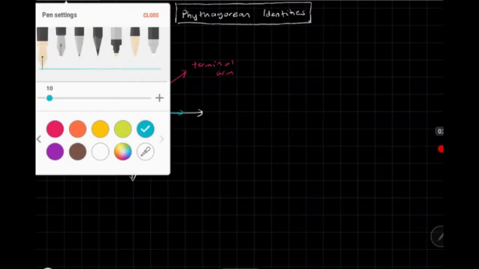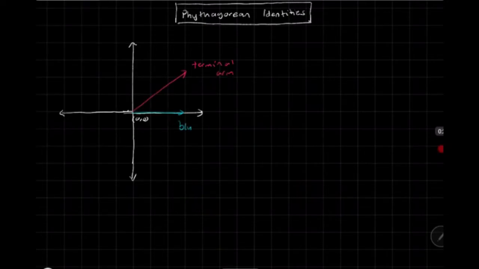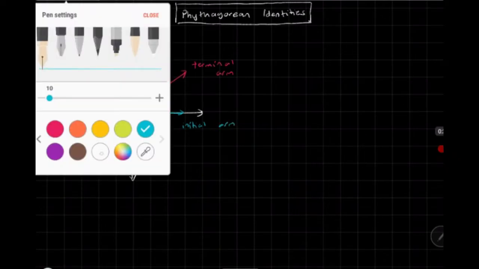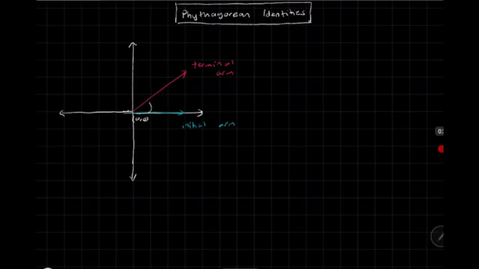And in blue, the arm or the ray is called the, whoops, I wrote blue out, it's called the initial arm. Okay, and we know that the angle is a counterclockwise rotation if it's a positive angle, and for the time being we're going to look at positive angles.